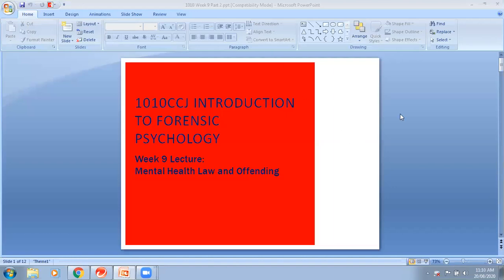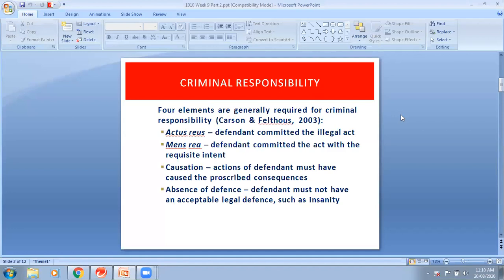Okay, so first of all, we're going to discuss criminal responsibility. Now, some of this is going to be revision from what you did in 10-12 with Greg, but it never hurts to have a little bit of revision. So there are 4 elements that are generally required for criminal responsibility.